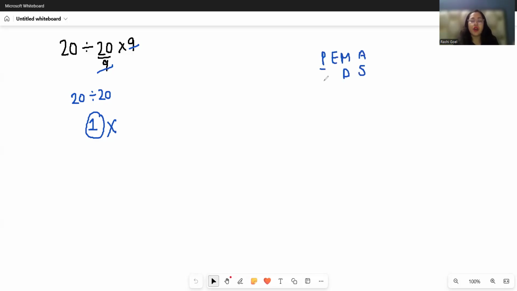So here, first you have to solve the parenthesis, if given exponent, then multiplication and division both have the same priority, but you have to solve it from left to right. Similarly, addition and subtraction have the same priority, but you have to solve it from left to right.